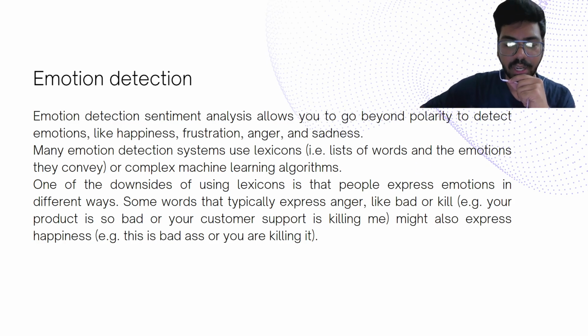The second type of sentiment analysis is emotion detection. Emotion detection sentiment analysis allows you to go beyond polarity to detect emotions like happiness, frustration, anger, and sadness. Many emotion detection systems use lexicons, which are lists of words and the emotions that they convey, or complex machine learning algorithms. One of the downsides of using lexicons is that people express emotions in different ways. Some words typically express anger, like bad or kill, but might also express happiness, such as this is badass or you're killing it, something like that.